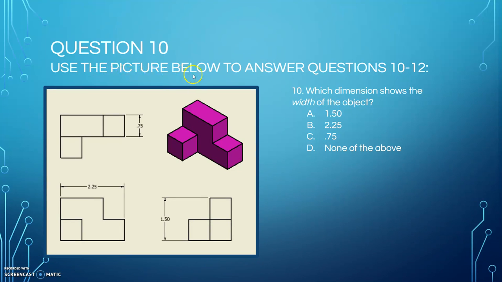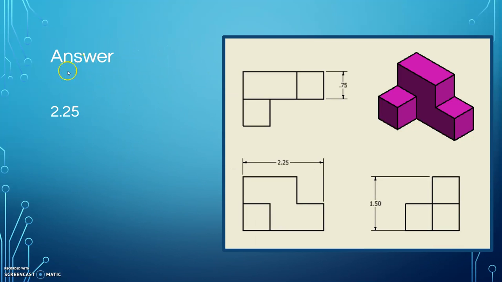Question 10. Use the picture below to answer questions 10 through 12. So question 10, which dimension shows the width of the object? Is it 1.5, 2.25, 0.75, or none of the above? The answer is going to be 2.25. So on our front view, this left to right dimension is always going to be the width every single time. And so we got 2.25.